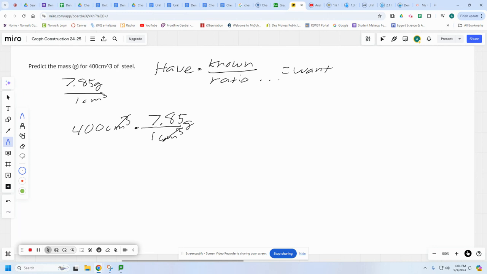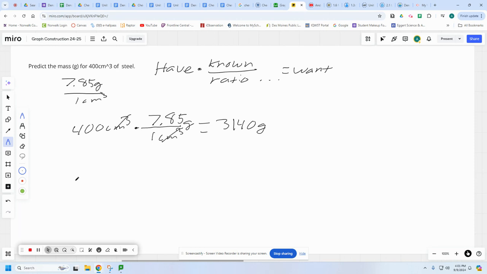Make sure you cancel out your units that cancel out through division, and then multiply across for the 400 times 7.85, and you should get approximately 3,140 grams of mass. Now you can do the same thing if you have a mass and you want to predict the volume. It's just the opposite, but you use the same ratio.